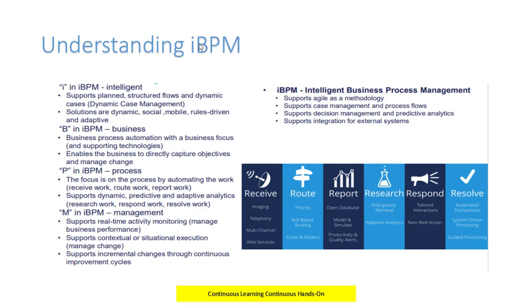We have six terminologies here everyone needs to know: receive, route, report, research, respond, and resolve. These are the 6 R's of Pega, which are very important. I'm explaining this now because most people don't know them and quickly go into learning Pega. I know a few people might know, so I'm quickly explaining this.